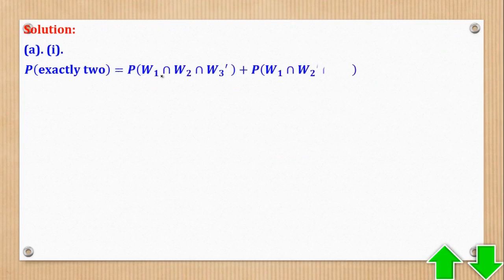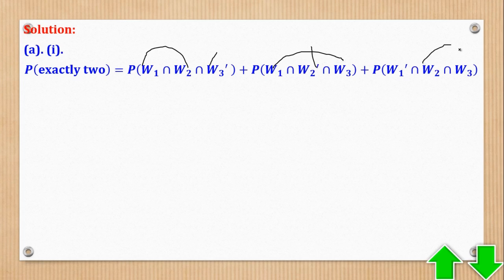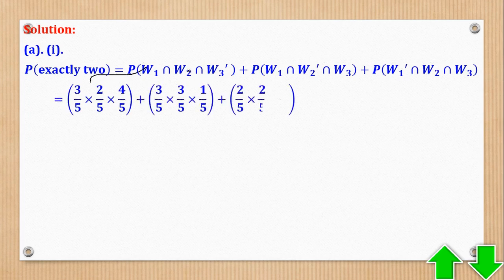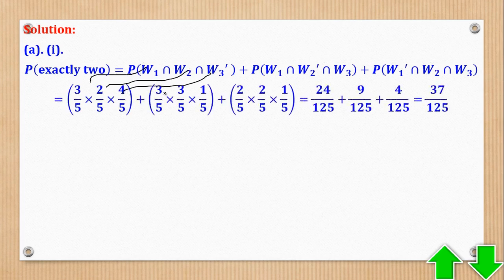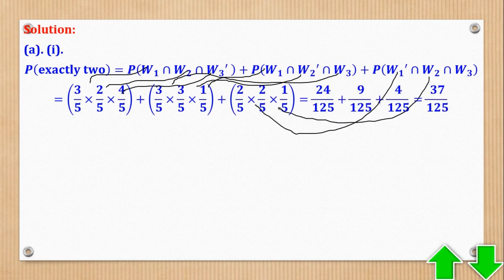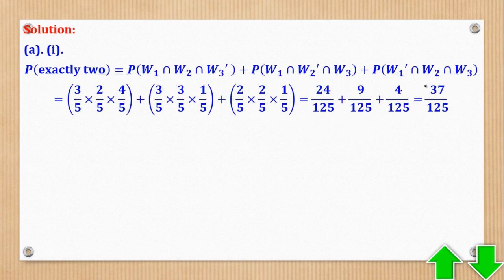So exactly 2 matches means the first and second can be won and the third will be lost. First and third can be won, the second will be lost. Second and third can be won, and the first is lost. So you substitute: win, win, lose third; win first, lose second, win third; lose first, win second, win third. And when you use the calculator, you'll come up with 37 over 125.